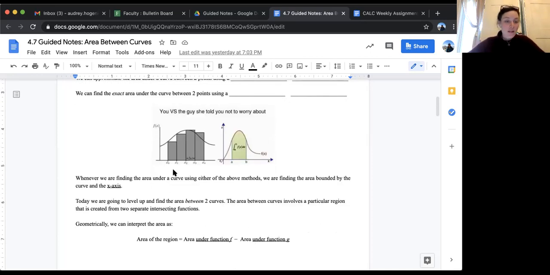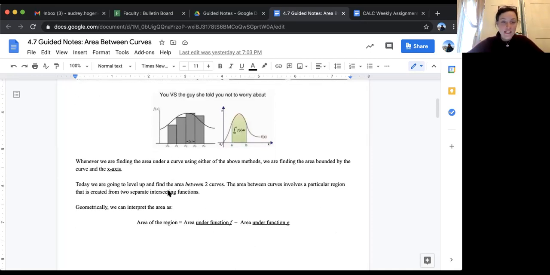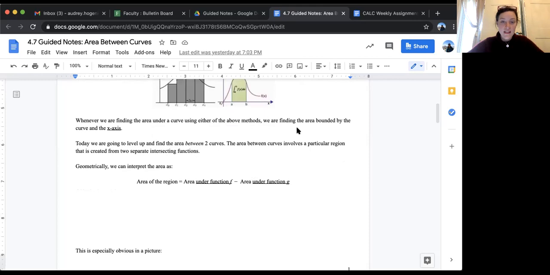Anyway, whenever we are finding the area under a curve using either of the above methods, we are finding the area bounded by the curve and the x-axis, right? The area under the curve and above the x-axis. Today, we are going to level up and we are going to find the area between two curves. The area between curves involves a particular region that is created from two separate intersecting functions.